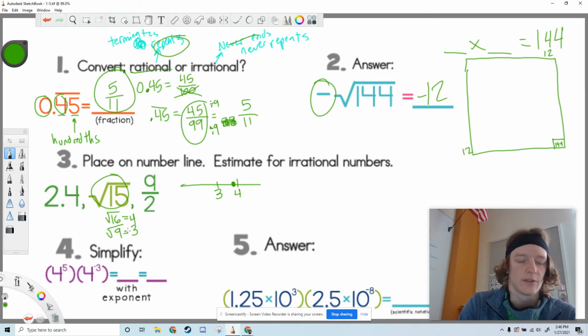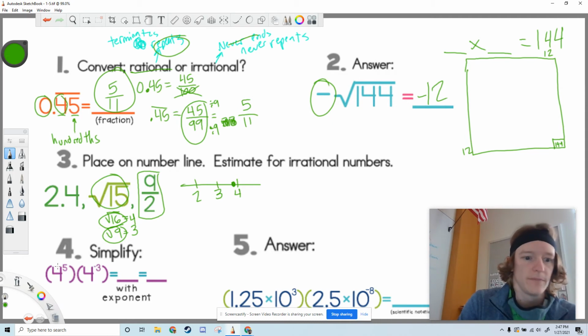Closer than it is to 3 for sure, because 15 is right next to 16. It's not right next to 9. So it's going to be a pretty high number, close to 4. 2.4 is going to be over here somewhere. So here's 2. 2.4 should be somewhere here in the middle. And then do 9 divided by 2. Tell me what you get for that.